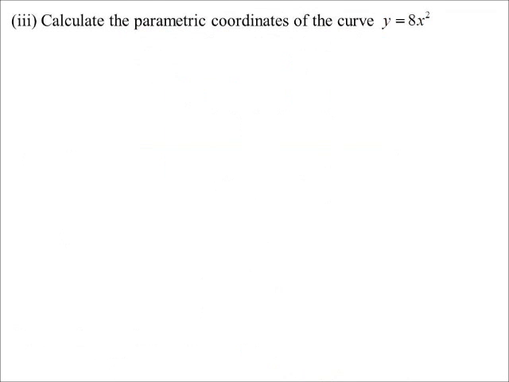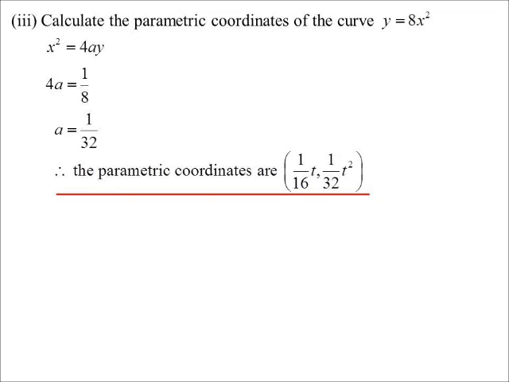What would the standard parametrics be for y equals 8x squared? Well, I guess all I need to work out then is what is a, and then I can get it into the form (2at, at squared). So if x squared is equal to 4ay, in this case a is 1 on 32. And so my parametrics would be x equals a 16th t and y equals 1/32th t squared, so (2at, at squared).